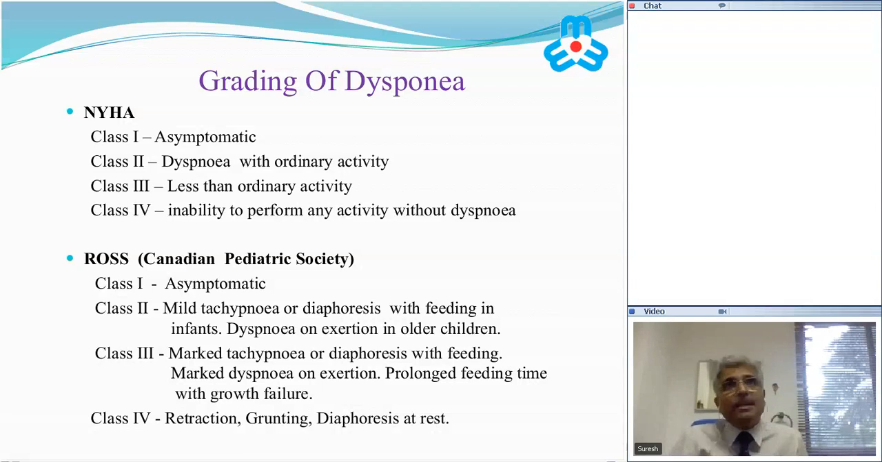And in older children, if there is dyspnea on exertion, as in NYHA Class 2, it is ROSS Class 2 also. Class 3 is marked tachypnea or sweating while feeding, or in older children, Class 3 effort dyspnea of the New York Heart Association. And if they have a prolonged feeding time and failure of growth, they obviously fit into Class 3. And Class 4 is the really sick type with retraction, grunting, and sweating at rest.